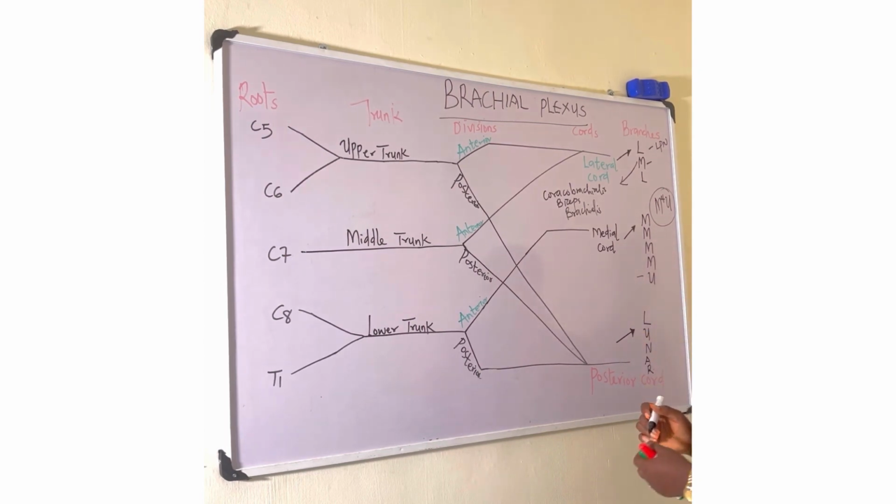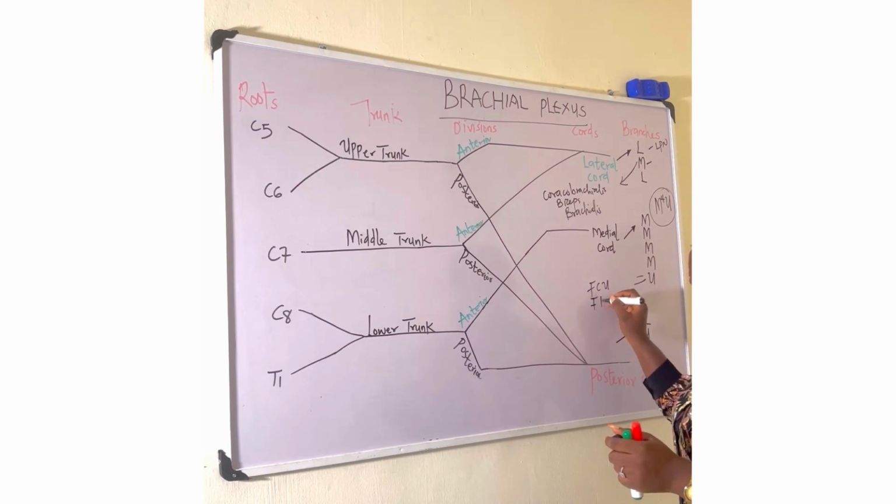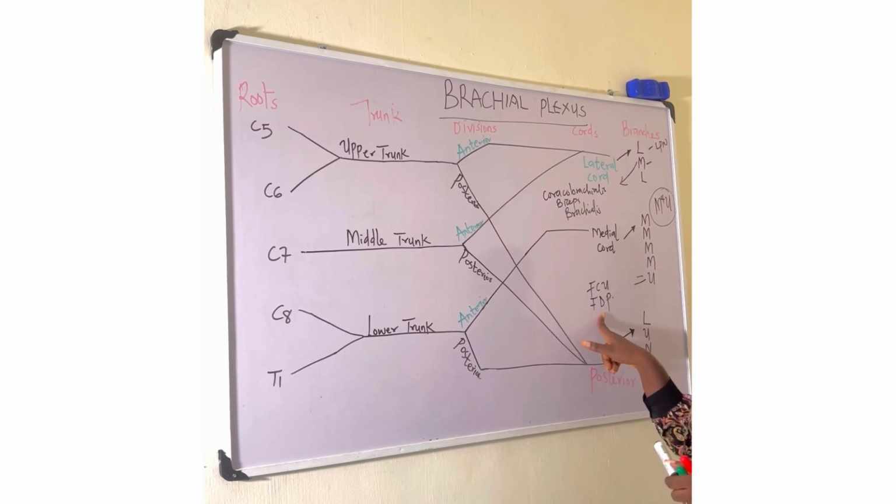Now this ulnar nerve supplies what? Some of the muscles of the anterior compartment of the forearm, like the flexor carpi ulnaris and the medial aspect of the flexor digitorum profundus. So this one supplies the medial aspect of the flexor digitorum profundus, while the median nerve supplies the lateral aspect of the flexor digitorum profundus. Take that. So let's go over to the branches from the posterior cord.